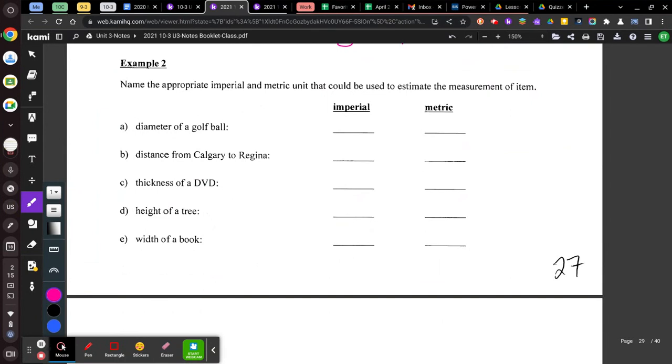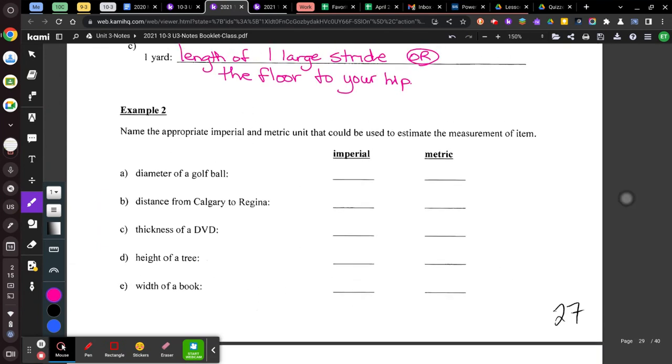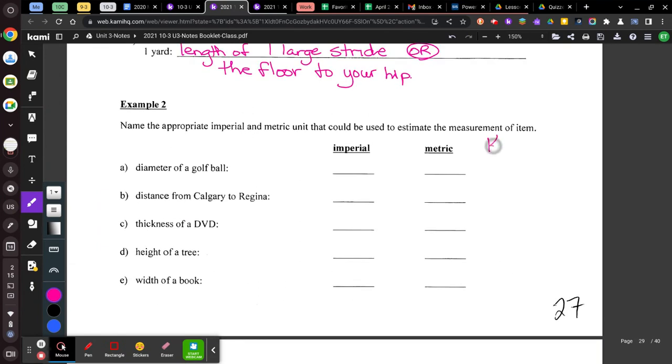All right. Now, what would be the most appropriate unit to measure these in? What this is trying to do is to see if you understand the size of the units. In metric, kilometer is the largest unit, whereas millimeter is the smallest unit. Now, if we've got imperial, the smallest unit is an inch, and the largest is a mile.